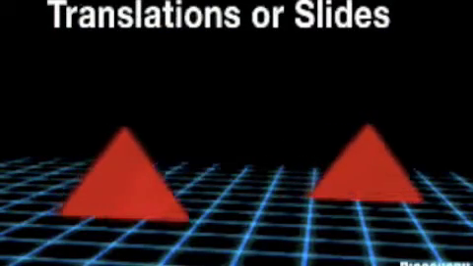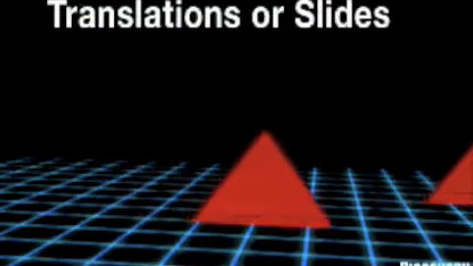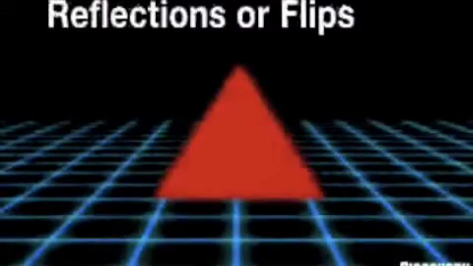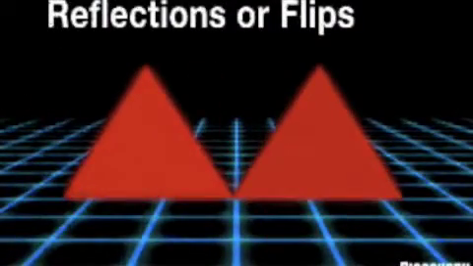Go behind the scenes to see how the biggest special in Animal Planet history was created. They transform geometric shapes using translations or slides, moving a shape from one location to another without changing its orientation, size, or shape. Rotations or turns, making the figure rotate about a single point or axis along a circle. And reflections or flips, reflecting one shape to the other side to produce its mirror image.